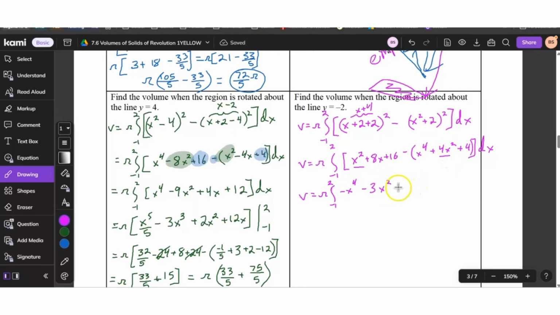Let's see, x plus 12. Now I can integrate.